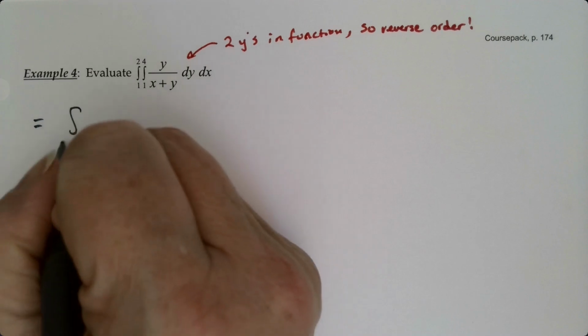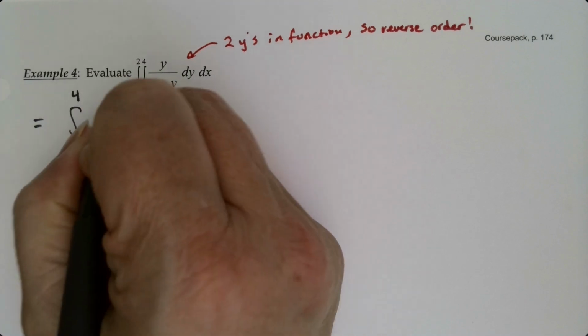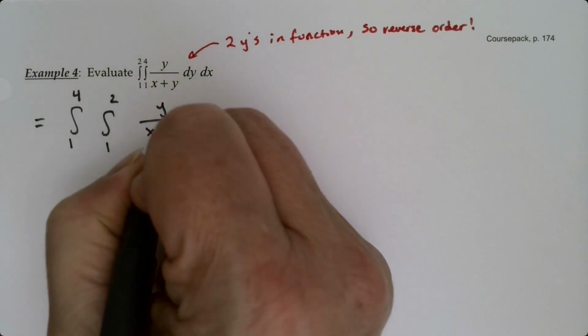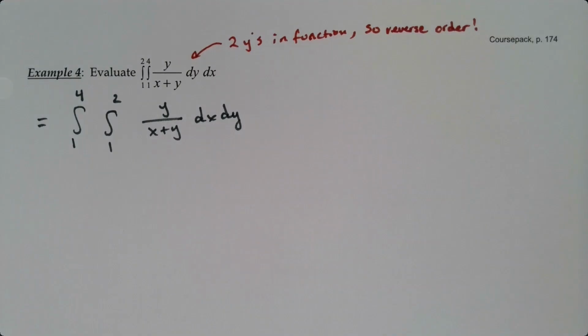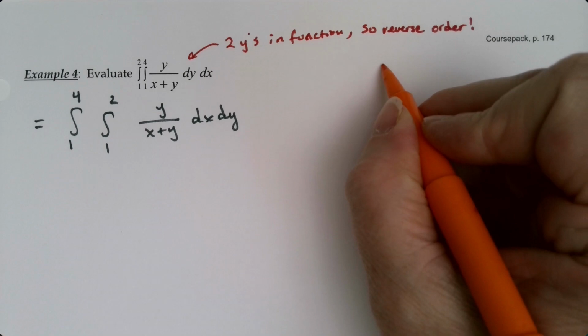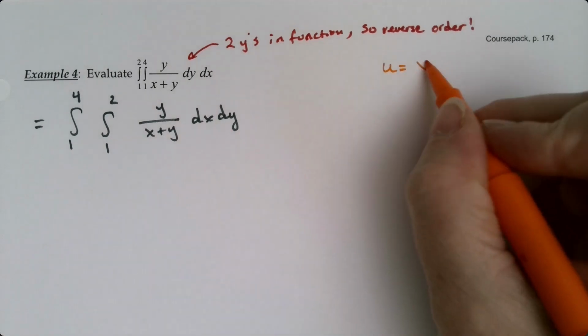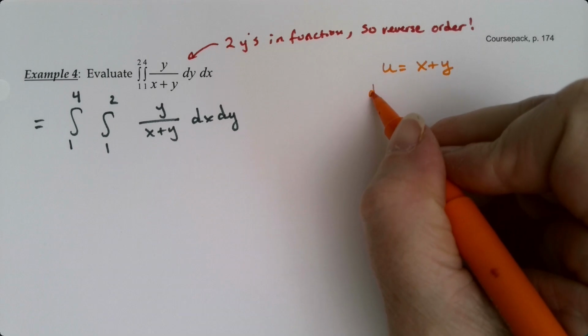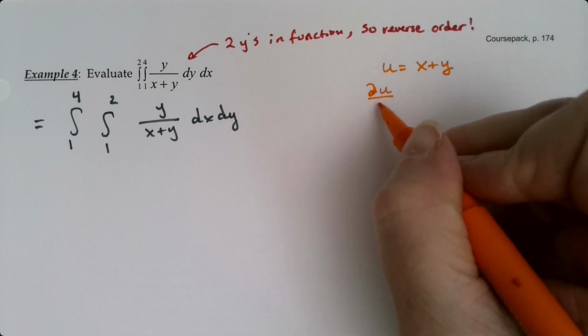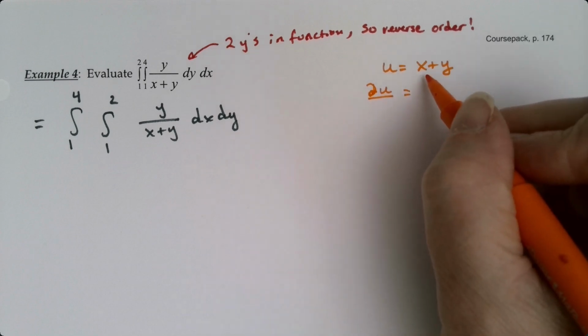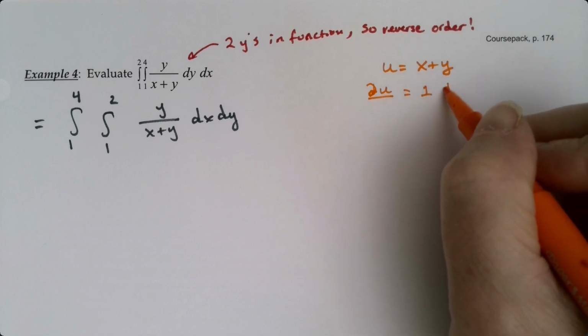So I'm going to go from 1 to 4, then from 1 to 2, y over x plus y, dx dy. All right, well, now if I want to integrate with respect to x, x is only in that denominator. So let's do a little u sub again. If u was x plus y, then the derivative of u, technically it's a partial derivative, of u with respect to x would be 1 dx.